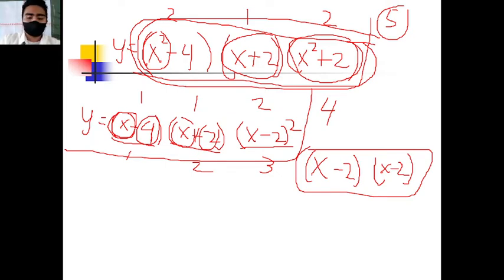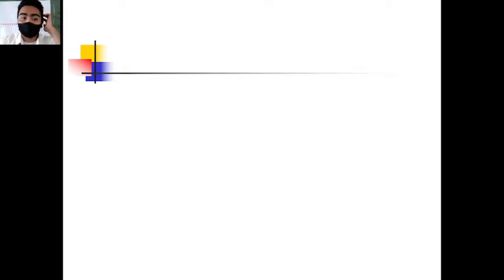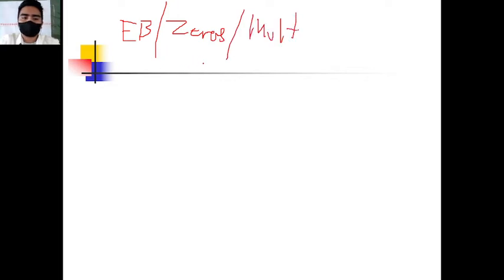So let us now go to the graphing part. We're going to end with the graphing part already. So if you will remember, we have end behavior, zeros, and multiplicity.